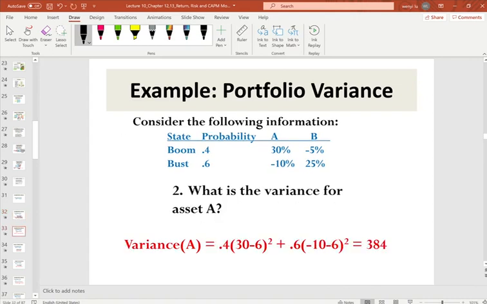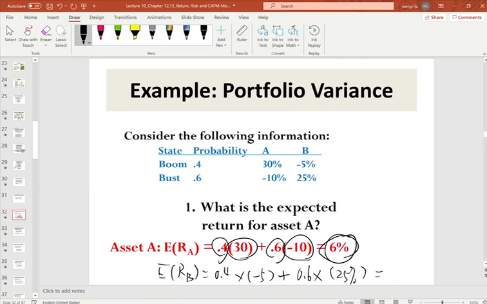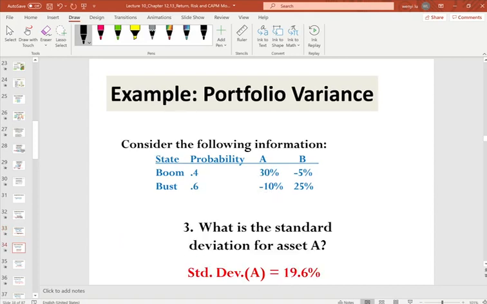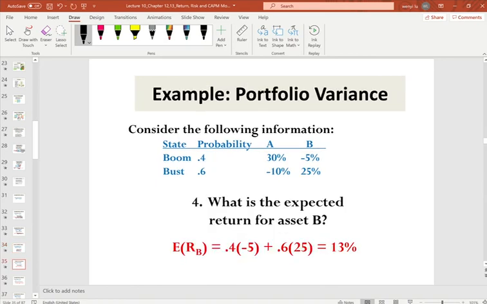At the same time, we can solve the risk, using the variance, for example. Variance for A will be 0.4 times (30 minus 6). That's the expected return, 6%, which we already solved. So 30 minus 6 is the difference. The difference squared times probability. Then do the summations, which will be the variance. Taking the square root of the variance will be the risk for the A asset, 19.6%. And we will continue to solve B's return, 13%.